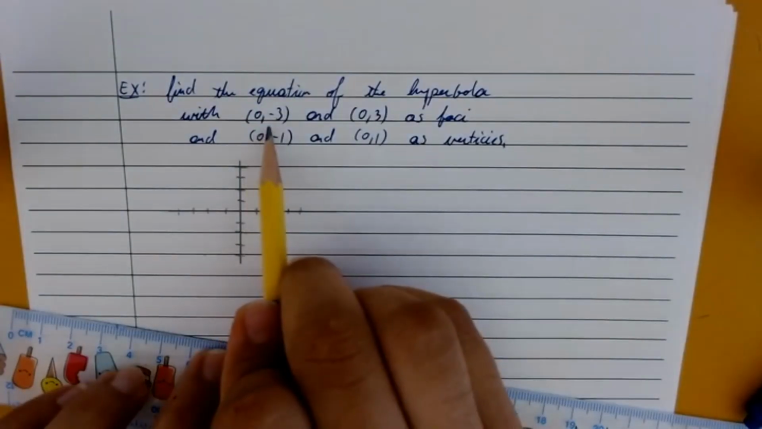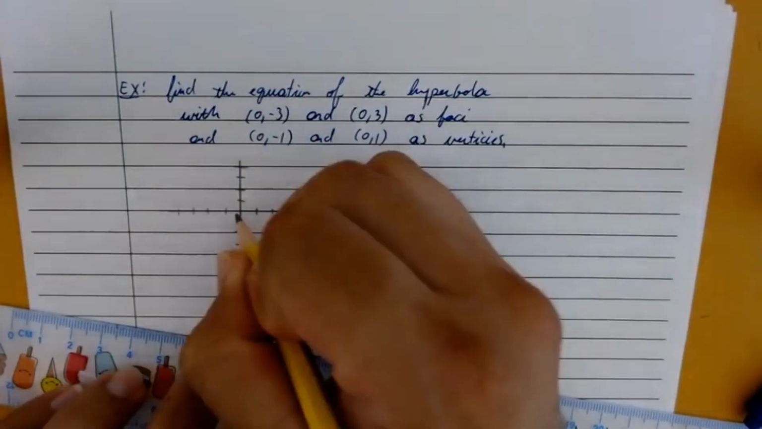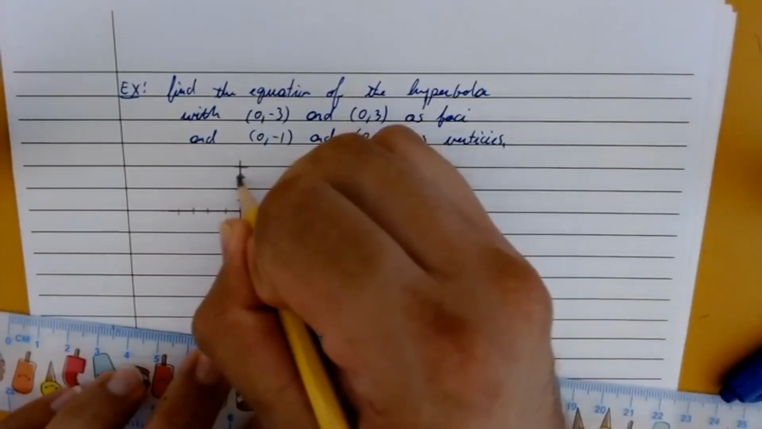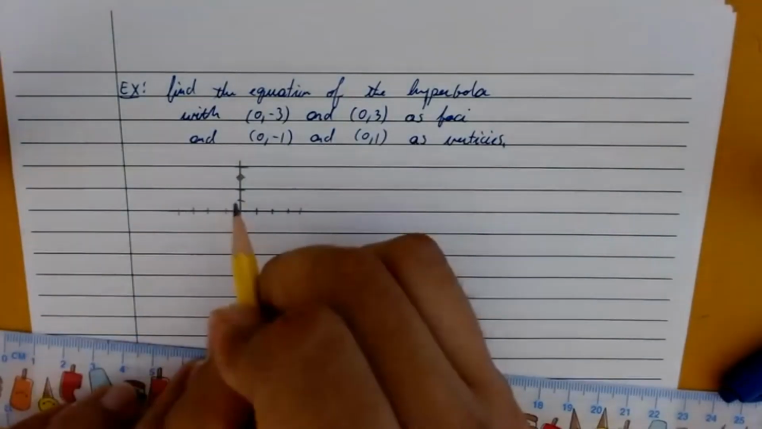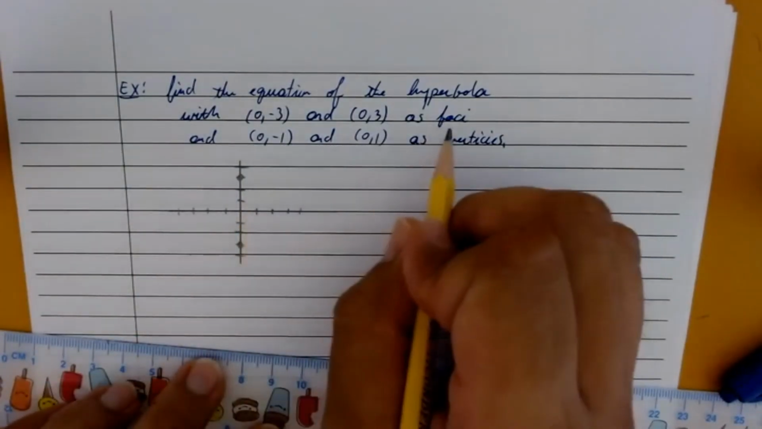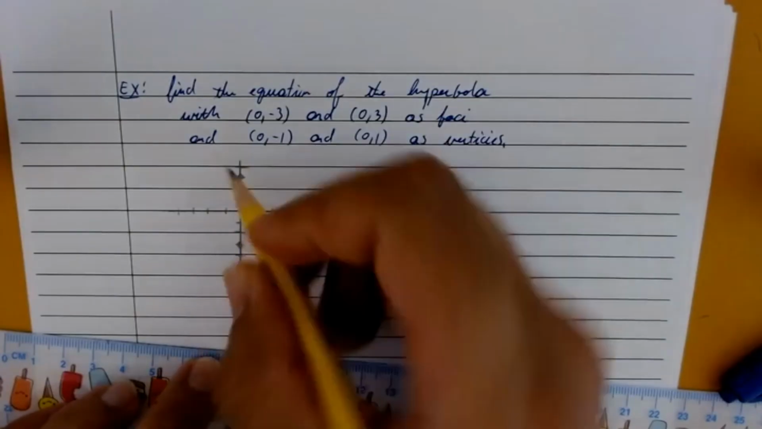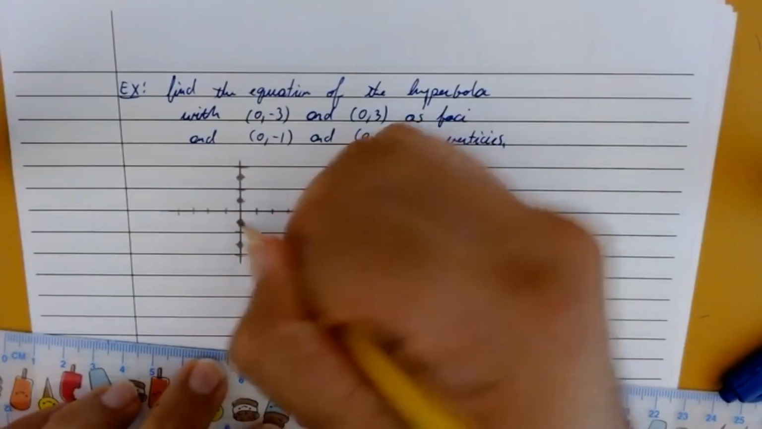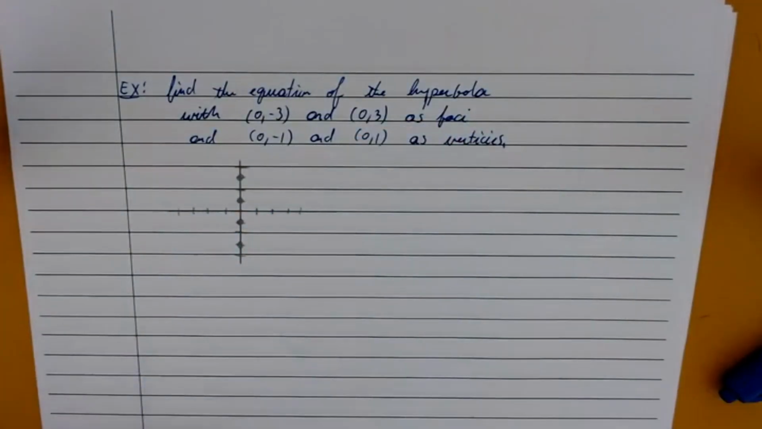Okay, we have (0, -3). Well, that's down here. And we have (0, +3). That's up there, and those are going to be our foci. And then we're going to have our vertices at (0, -1) and (0, +1). Well, that actually tells us kind of a lot.